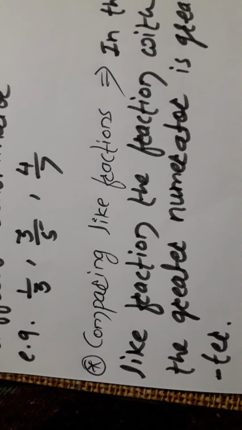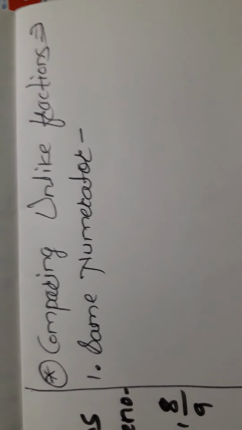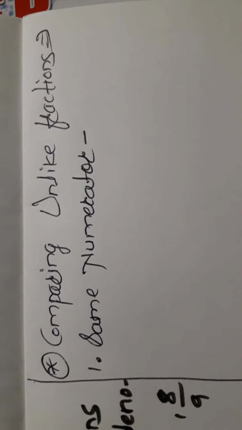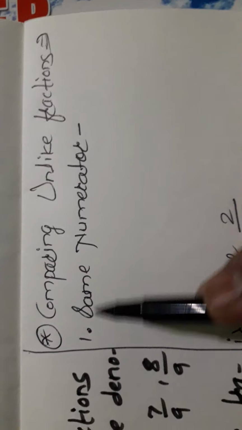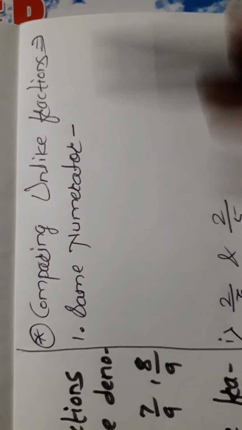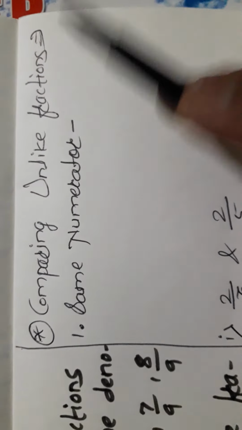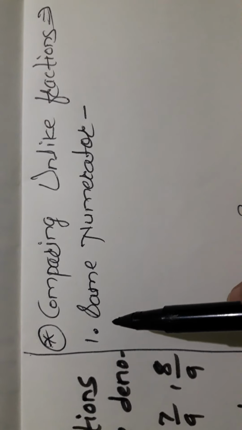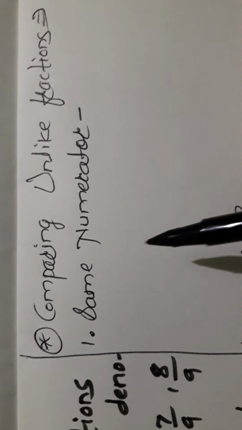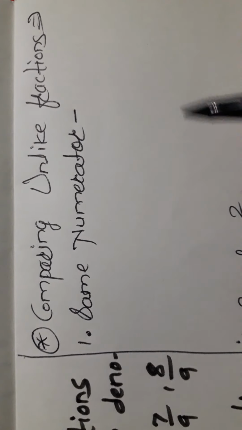Now we will go to comparing unlike fractions. How to compare unlike fractions? When we are going to compare unlike fractions, at that time you have to face two points. The first one is the same numerator and the second one is different numerator and denominator. Already the denominator is different, that's why we call them unlike fractions. But sometimes, even if denominators are different, they have the same numerator. That's why I have divided this point into two points: same numerator and different numerator.